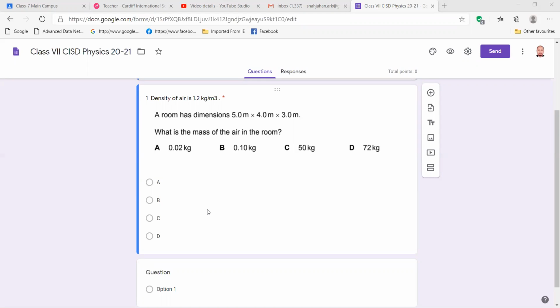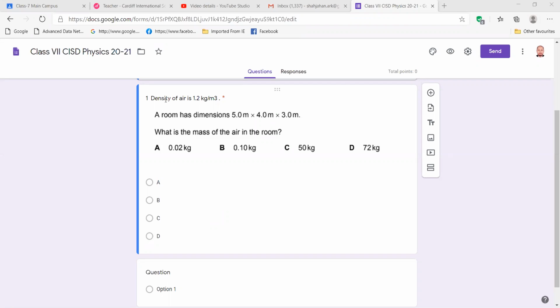Sir, is this a test? This one is not the test. This question is one of the questions. This is not the test paper. The test paper will be like this. Okay. So I will give you similar questions, like the ones you are getting in the book. This is just a sample. What is the mass of the air in the room?